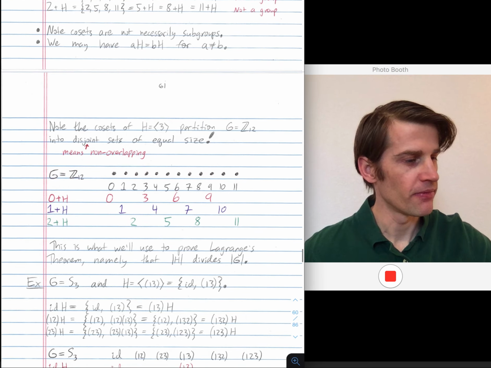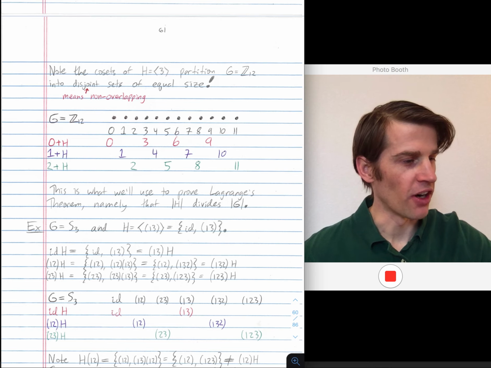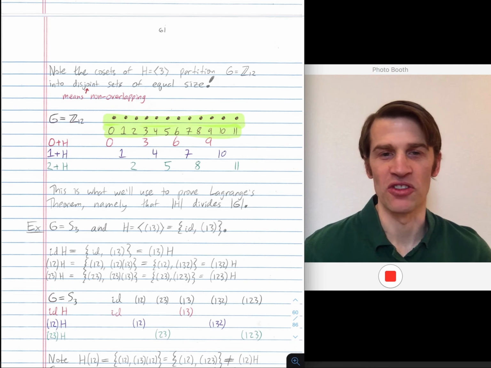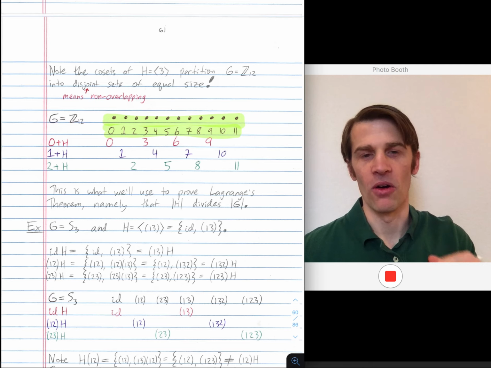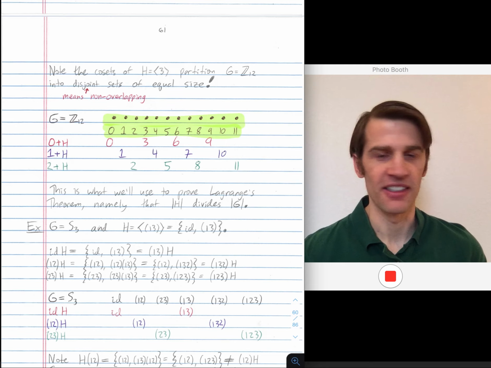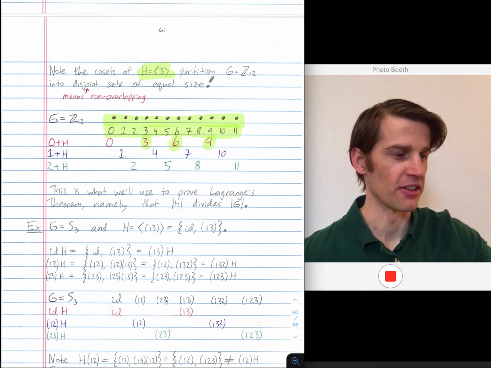As an example, here I've drawn the group Z12. I've drawn its 12 elements just as dots here: 0, 1, 2, 3, 4, all the way up through 11. Down below, I have the 3 different cosets of H, where H is the subgroup generated by 3. Its elements are 3, 6, 9, and 12, which is 0 mod 12.